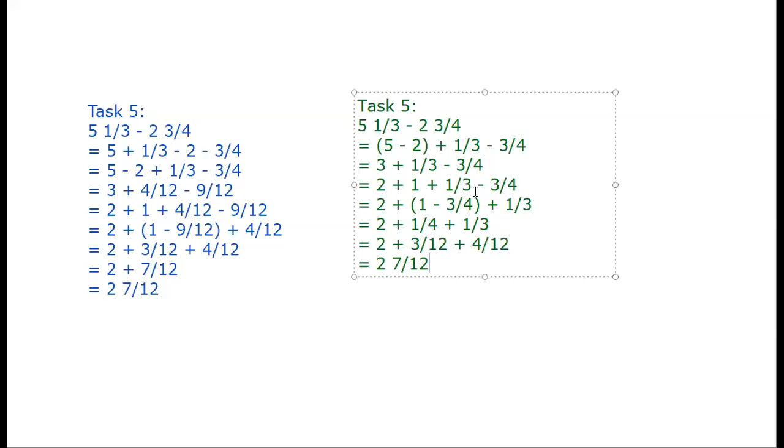Now, can anybody tell me if there is any advantage to doing this subtraction problem this way without getting into improper fraction?